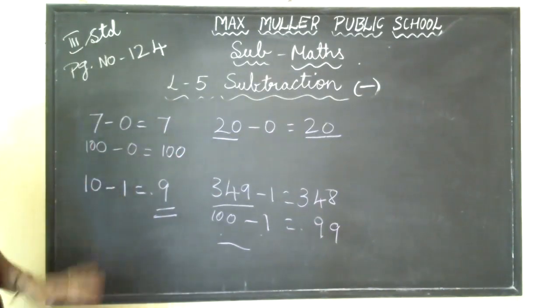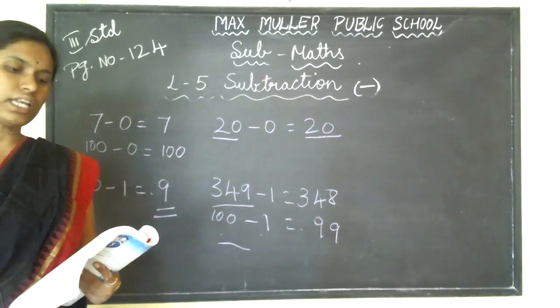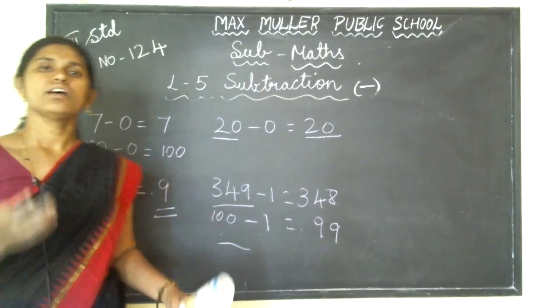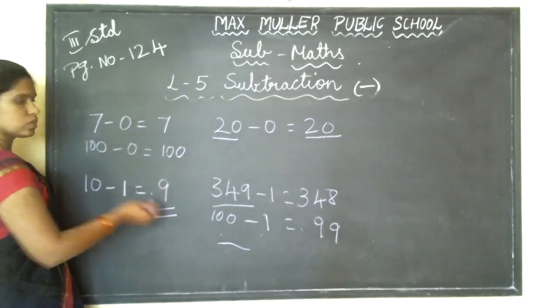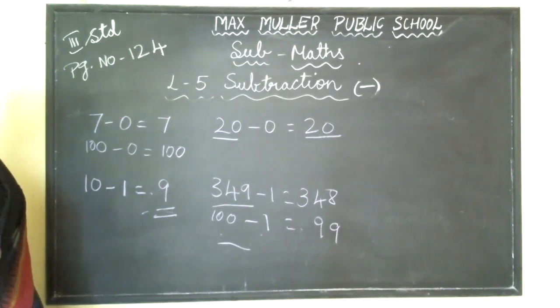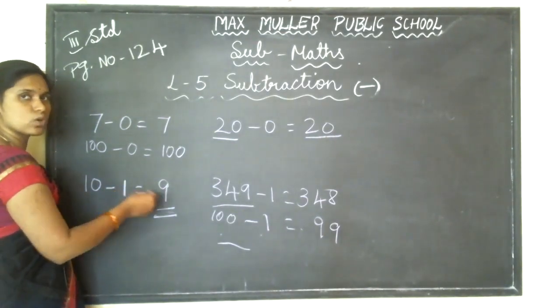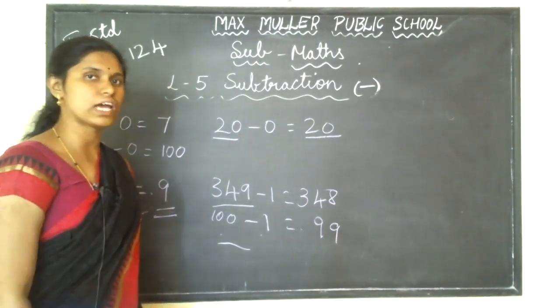The fourth point: when 1 is subtracted from any number, we get the predecessor of the number. Any number if you minus 1, you will get the predecessor. In addition, you will get the next number. In subtraction, you will get the predecessor number. Understood all of you?